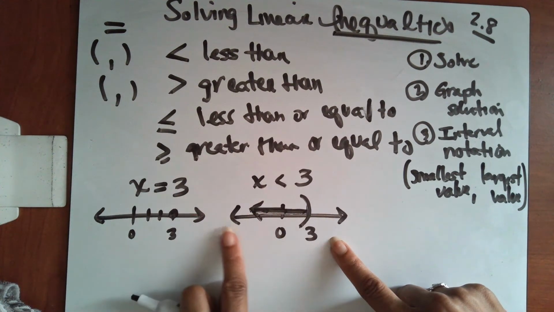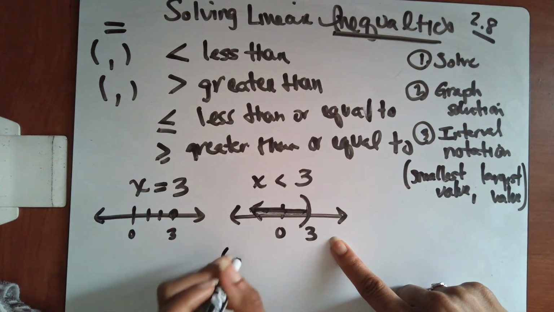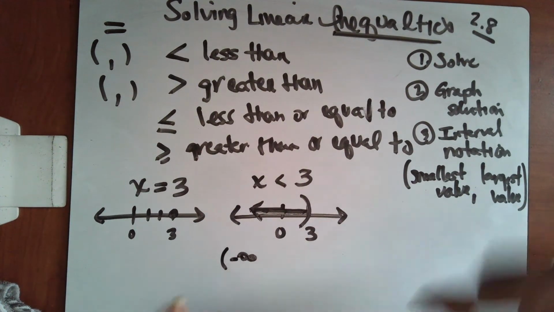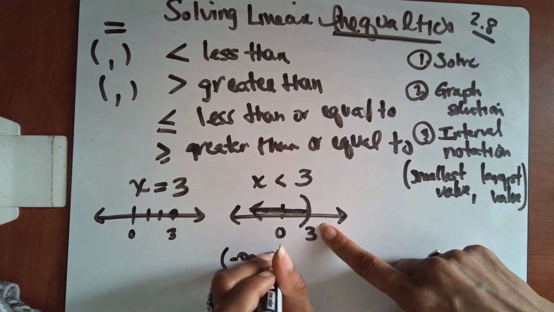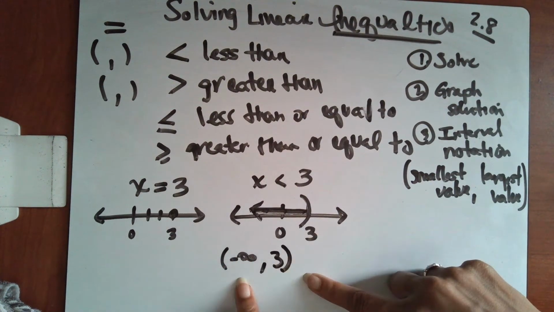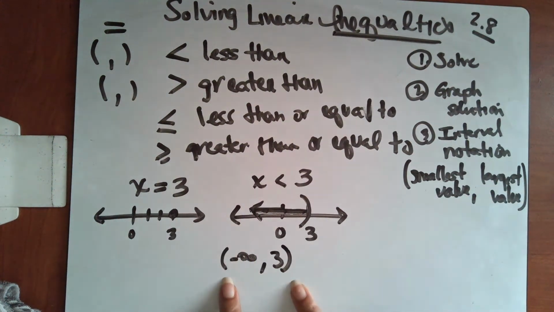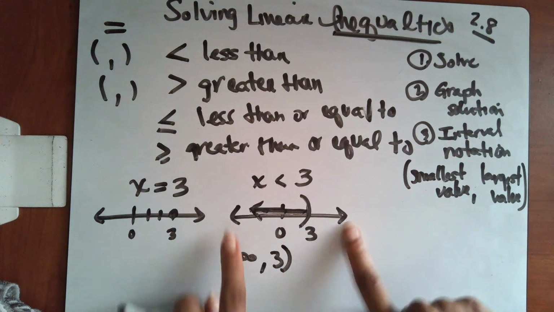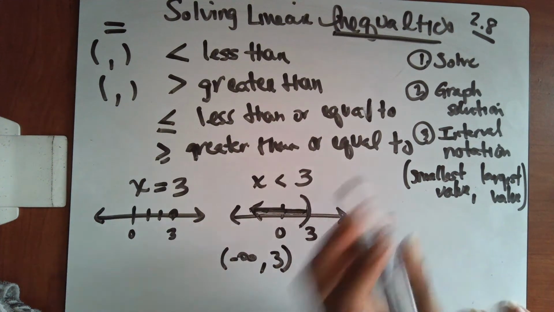From the left, the smallest value that is a solution to this inequality is what? Negative infinity, because negative infinity is less than 3. And what is the largest value present here? It goes up to 3 with a parenthesis. So you have a solution, you have a graph, and you have interval notation: the solution, the visual of the solution, and the interval of the solution.